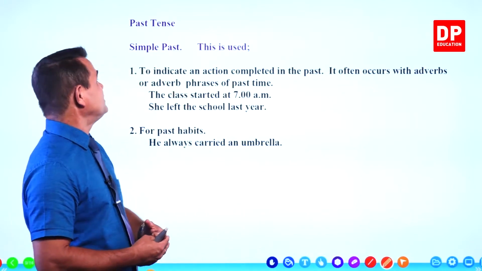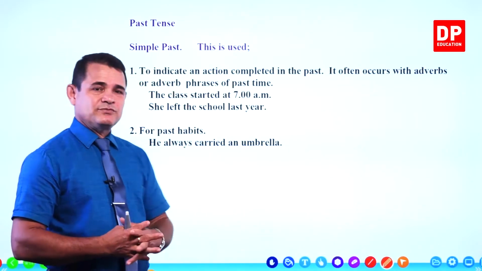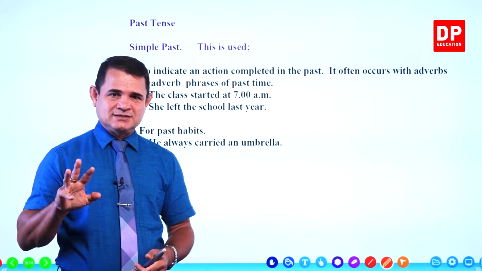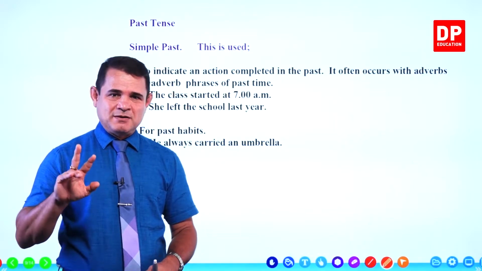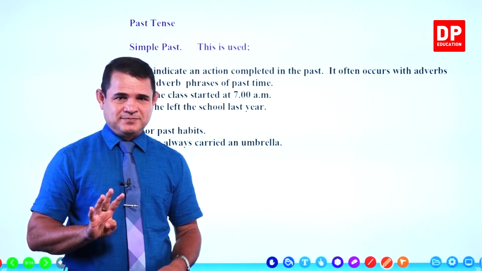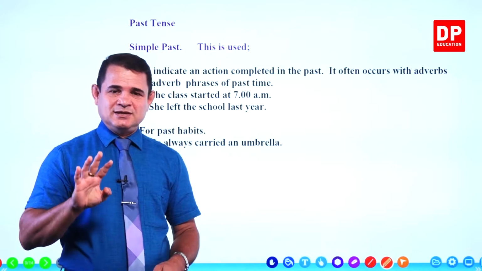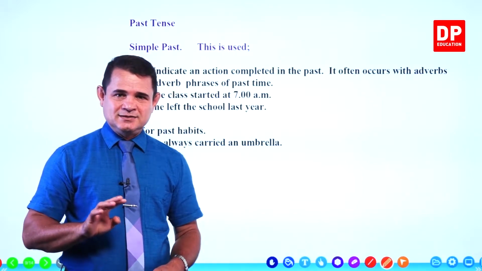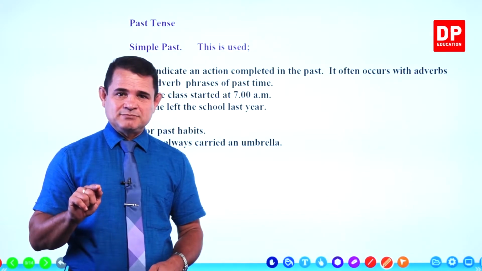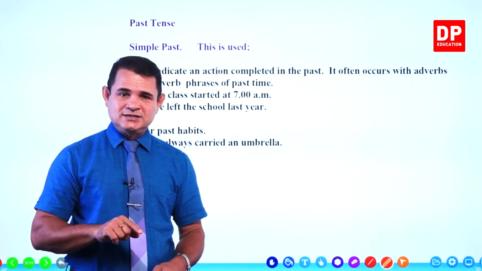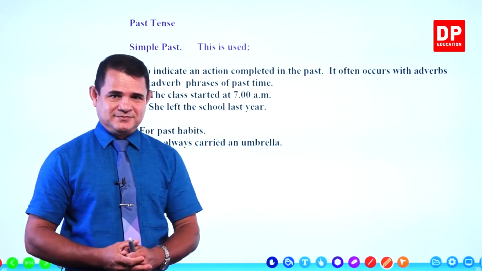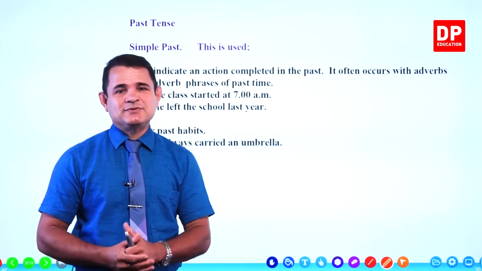Now let's have a look at this past tense. So when I say past tense, you should remember: simple past, past continuous, past perfect, past perfect continuous. Simple past: he drank tea. Past continuous: he was drinking tea. Past perfect: he had drunk tea. Past perfect continuous: he had been drinking tea. So those were the examples we discussed.